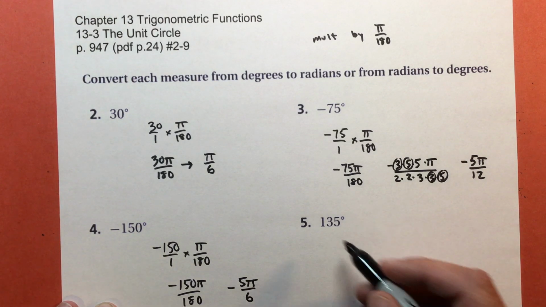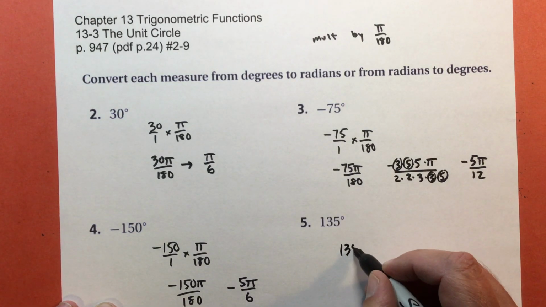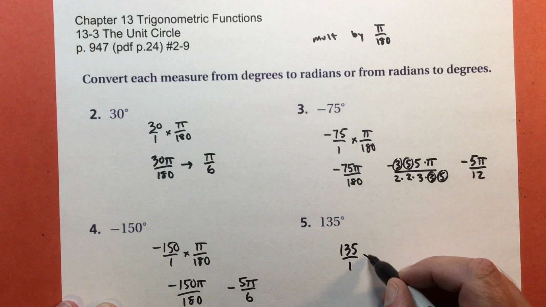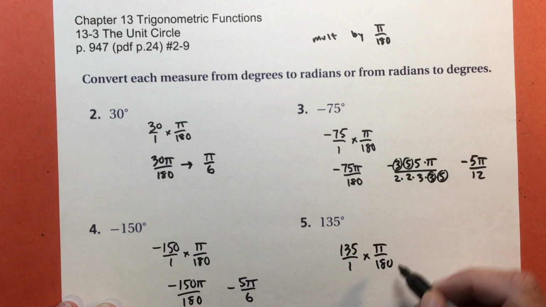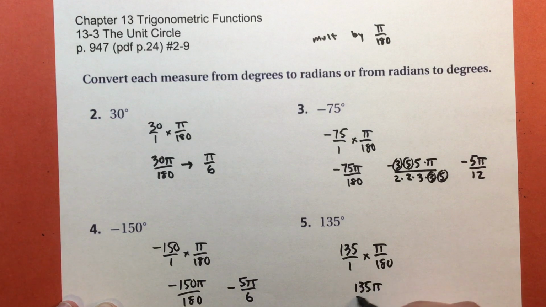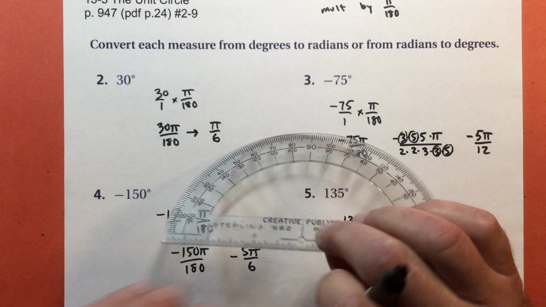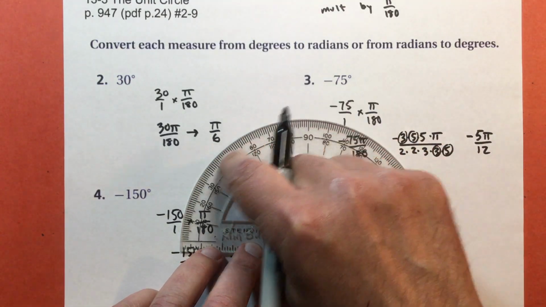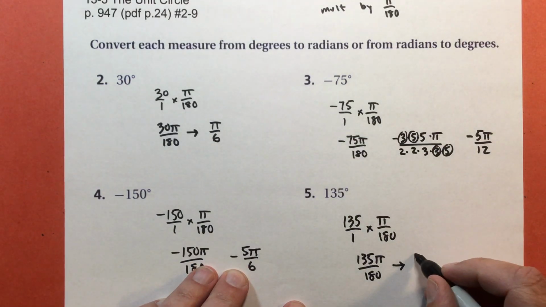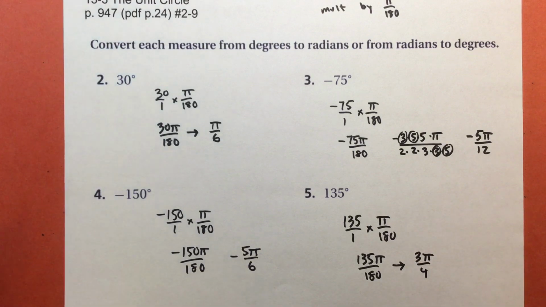And finally, for these degrees, I've got 135 over 1. Multiply that by pi over 180. I get 135 pi over 180. And this is going to reduce. 45 times 3 equals 135, and 45 times 4 equals 180. And again, sorry, let me move that up for you. Again, this is because I'm thinking geometrically. Where's my protractor at? I have it right here. So this is 45, 45, 45, 45. So this is going to be 3 pi over 4.